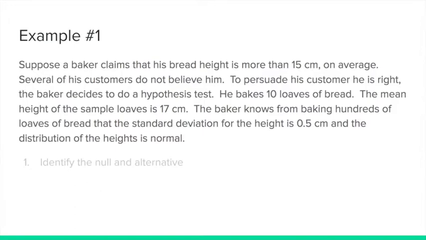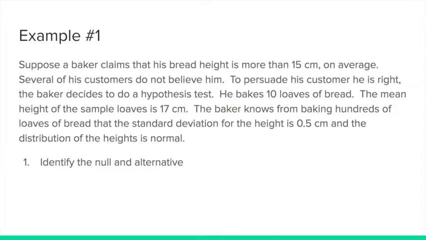So first thing we want to do is identify the null and the alternative. A baker claims his bread height is more than 15 centimeters. So the claim on this one is mu is greater than 15. The opposite of that would be that mu is less than or equal to 15.